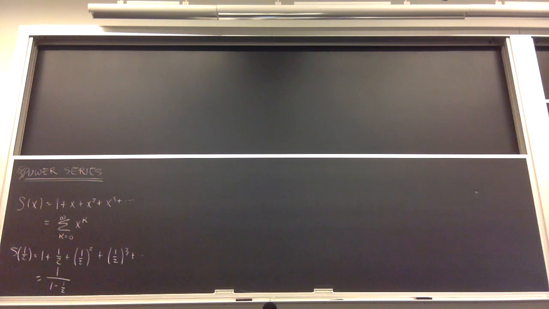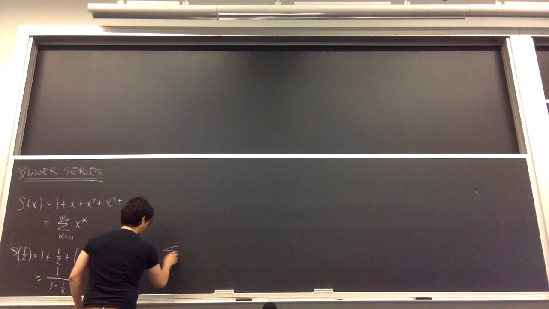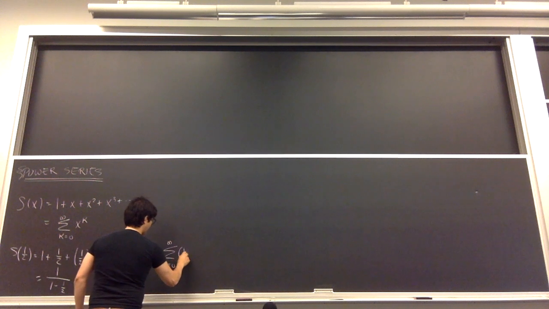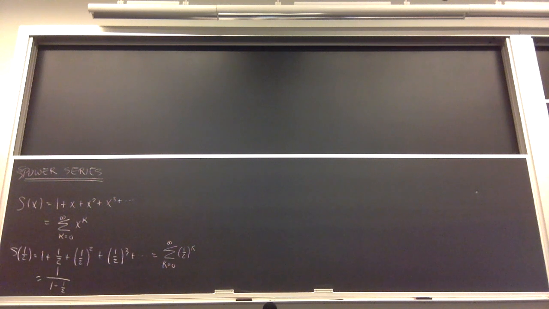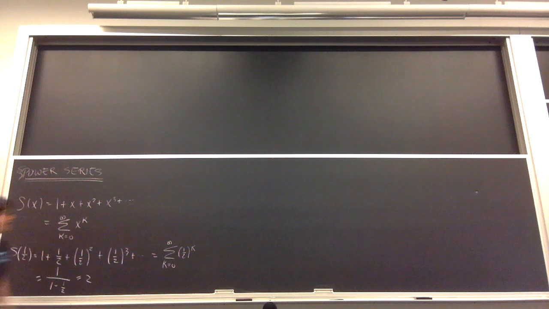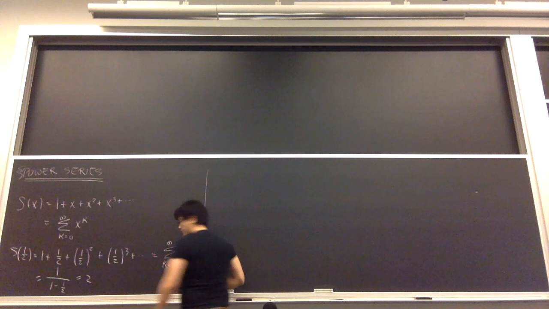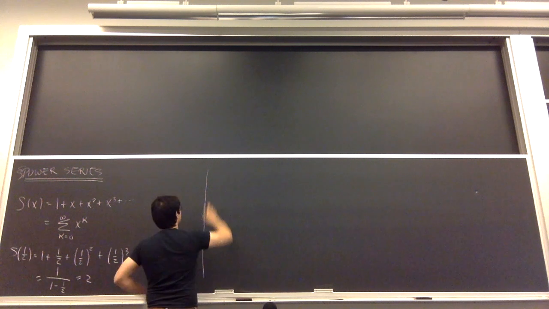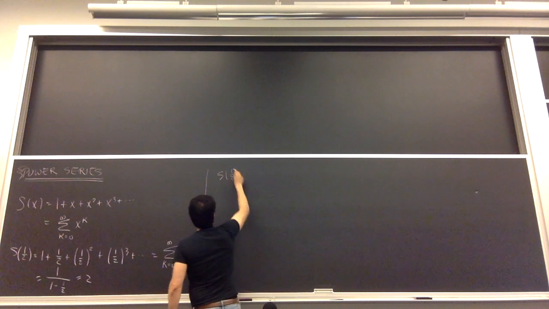Can everyone see that? Yes. Because I could have evaluated this instead as the sum for k equals 0 to infinity of 1/2 to the k. So please be comfortable taking these geometric series. You have to be quick. Okay, so this ends up equaling 2. Okay, so we can say that s of 1/2 converges.